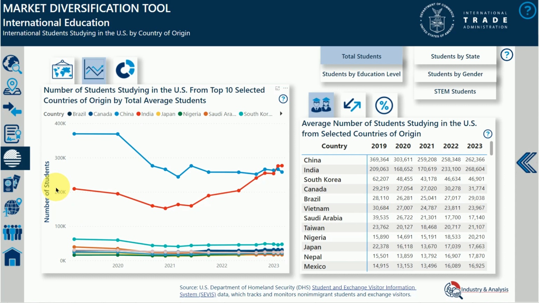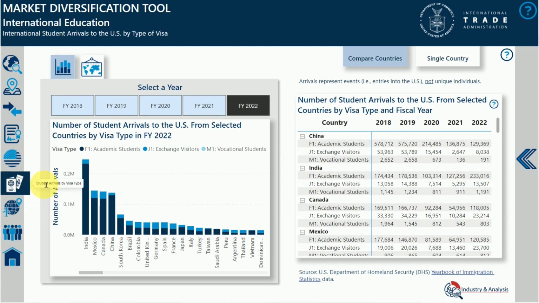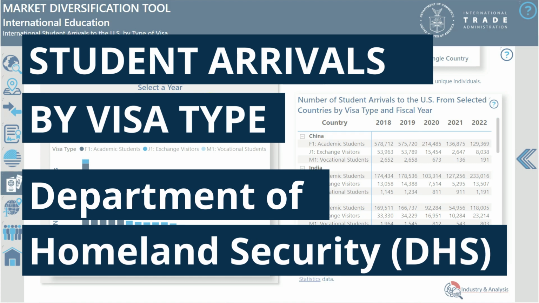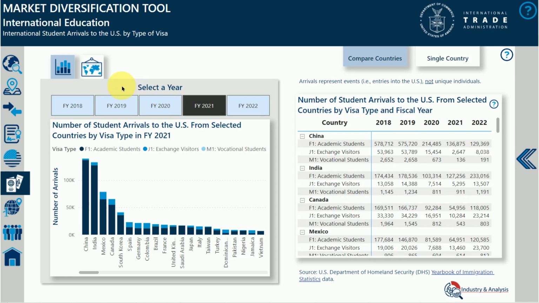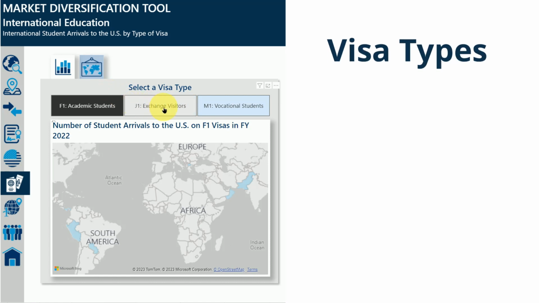The sixth button on the left is for data on the number of international student arrivals to the US by visa type and country of origin. This is reported by the Department of Homeland Security in its Yearbook of Immigration Statistics. It shows the number of students who entered the United States in a given fiscal year by visa type.